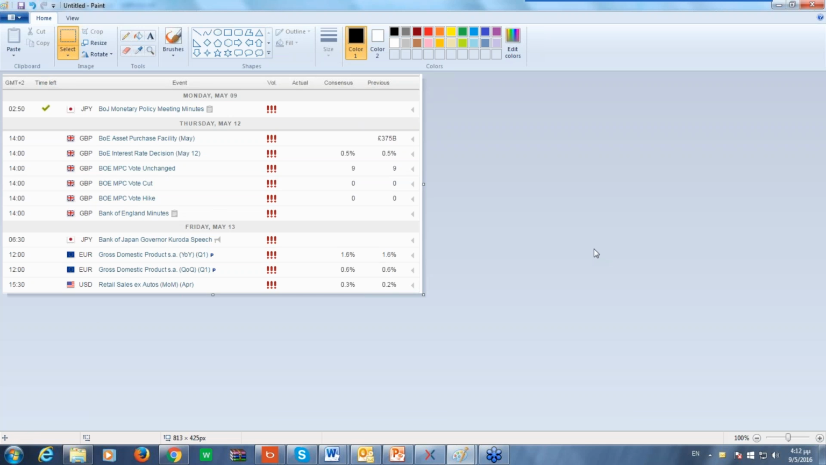Okay, so then this is what we could get, a bit of a snapshot in terms of the fundamentals, in terms of data releases that could actually move the market. Okay, so this is on the fundamental side.